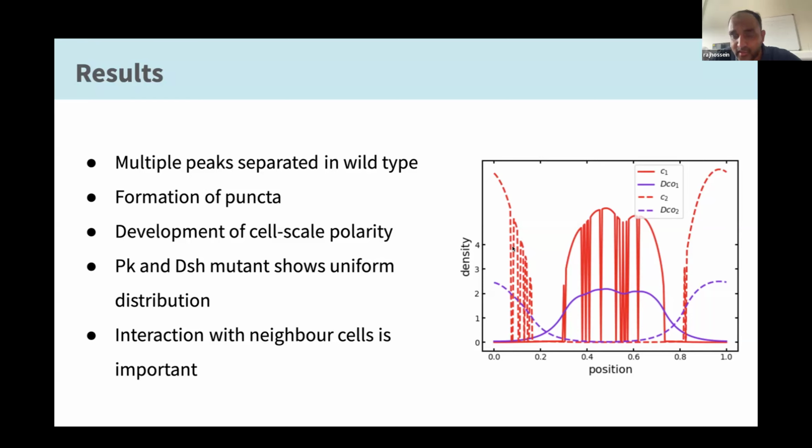Please remember that this is a periodic boundary condition. These molecules are separated, and the multiple peaks signify the formation of puncta, which is also important. We also see that the Prickle and Disabled mutants show some uniform distribution, which we see in the experiment also. Our prediction is, and we also see, that interaction with the neighbor cell is important in order to develop this polarity. So now I'll go into the details of these results.